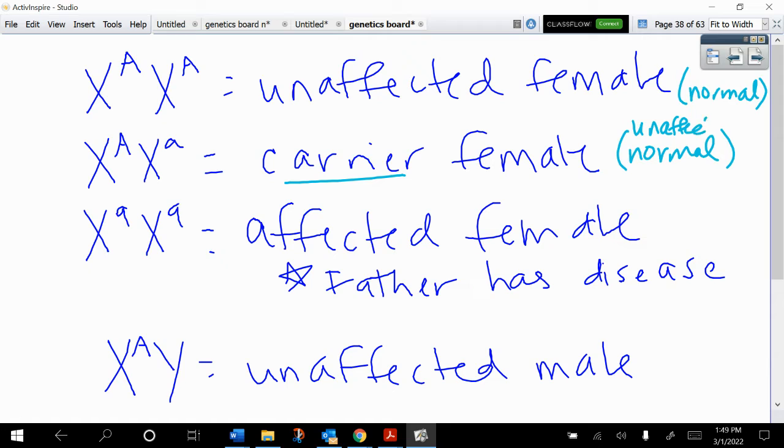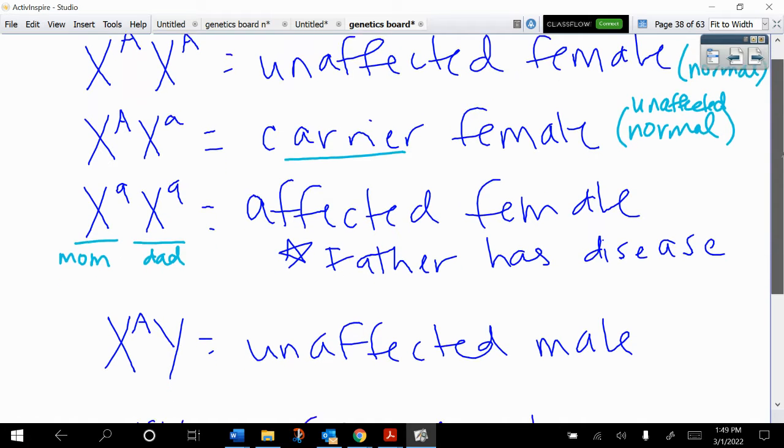So also we could call her unaffected, but she does have the trait for the disorder. So more frequently we call her a carrier female. If the female has X lowercase a, X lowercase a, then she would be an affected female. The only way that this can happen is that one of the X's had to have come from mom, one of the X's had to come from dad or the male parent, and so the father must have had the disease in order for this to happen.